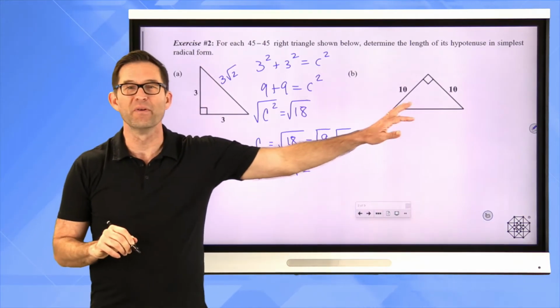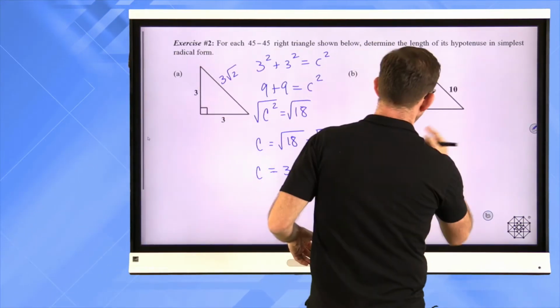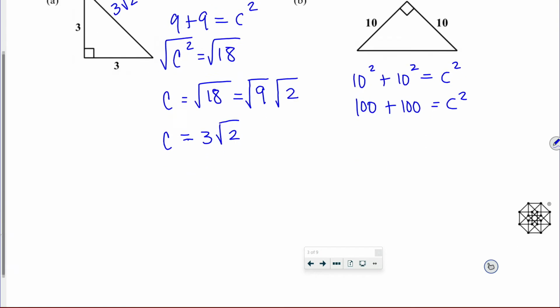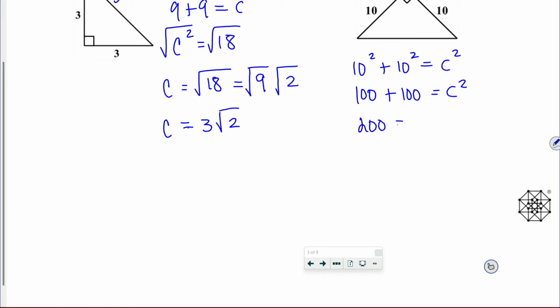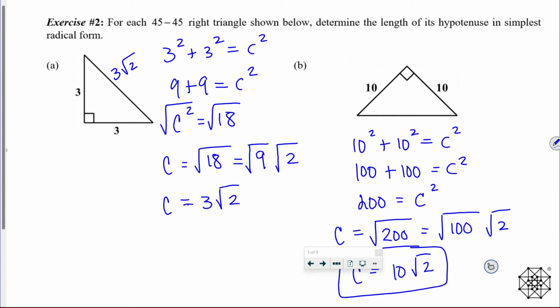I tried to trick you a little bit here by laying the right triangle on its hypotenuse, but of course that doesn't particularly matter, right? We could then take this and say 10 squared plus 10 squared is equal to c squared. 100 plus 100 is equal to c squared. 200 is equal to c squared, and c is equal to the square root of 200, which I can then break into the square root of 100 times the square root of 2. Square root of 100 is 10, and I leave square root of 2 on its own. So that's going to be 10 square root of 2.